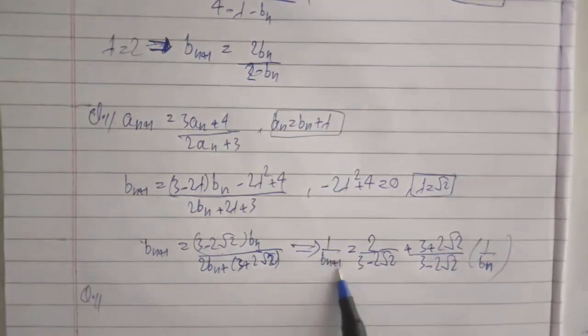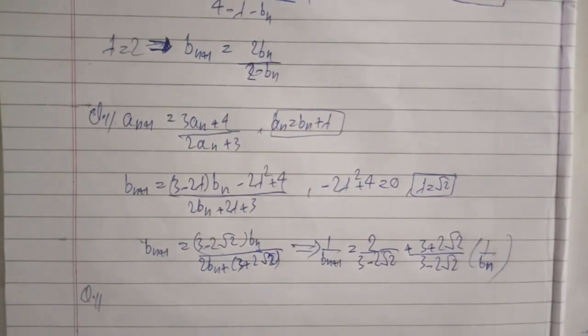Define 1/b_n to be a new sequence, let's say x_n. So x_n = g(n) + f(n) x_{n-1}. We already know how to solve this also. We can define a new sequence p_n to be f(1) times f(2) till f(n), and then divide both sides by p_n. We will get the general form of p_{n+1}, and it will give us the general form of a_n. It's basically a very lengthy problem but doable.